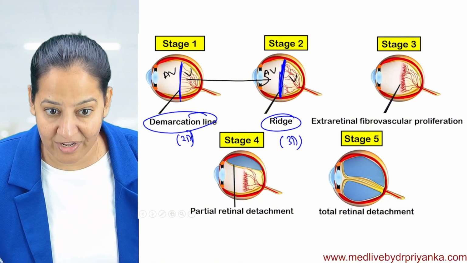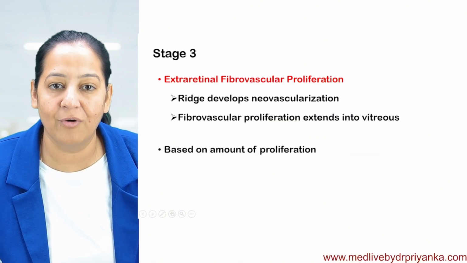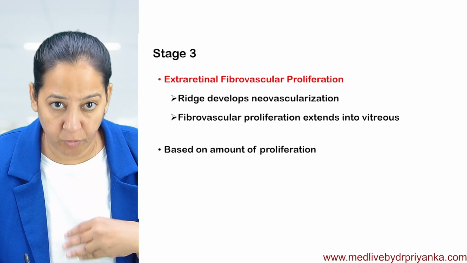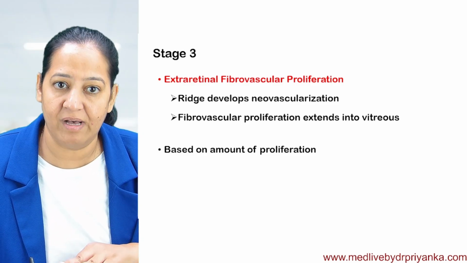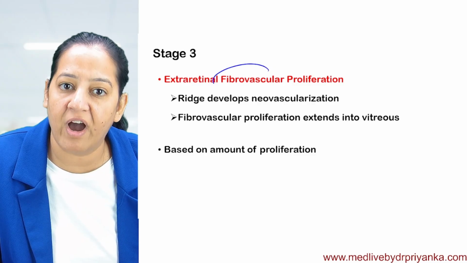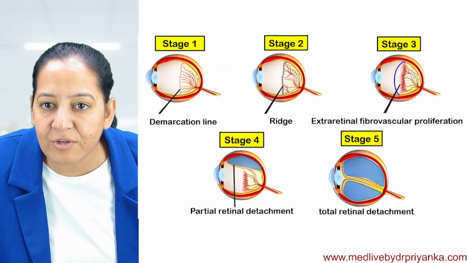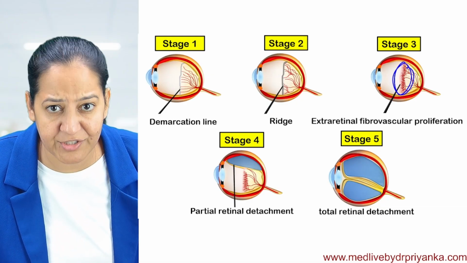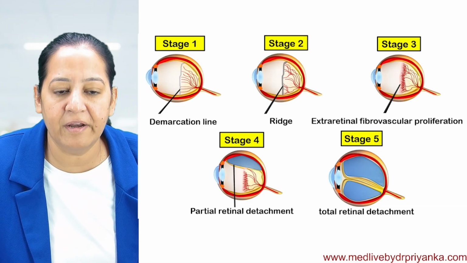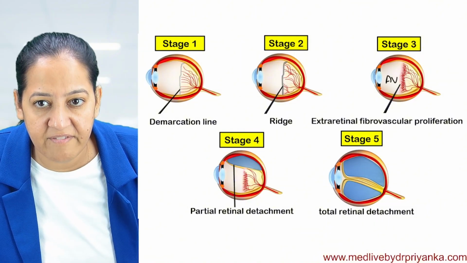Now, from this ridge, the new blood vessels start forming. So neovascularization will be there. That will lead to fibrovasculature. Can you see the neovascularization? From this ridge, the new blood vessels are formed because this complete retina is avascular. This is avascular. This is vascular.